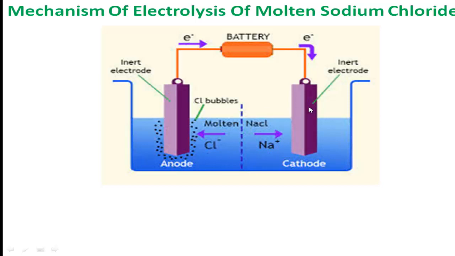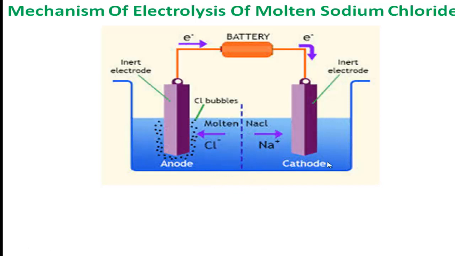Now there are used 2 electrodes, inert electrodes. That means the materials of these electrodes are chemically inactive. Inert electrodes, they are connected with the battery, and this is negative electrode, cathode, and this is positive electrode, anode. Now anode is positively charged electrode, so it attracts anion. For this it is known as anode. Anode attracts anion. Why? Because it is positively charged electrode. So when chloride ion reaches to anode, then what reaction will occur here?